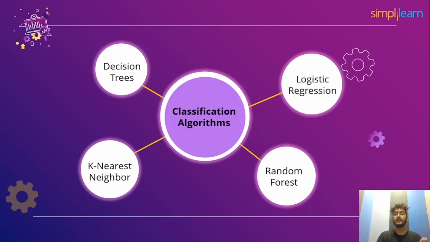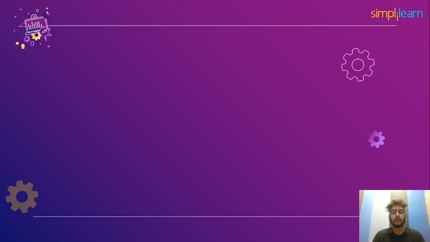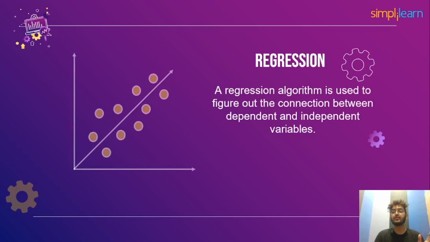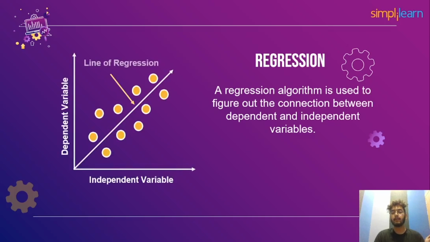The next one we have is regression. A regression algorithm is used to find out the connection between dependent and independent variables. Dependent variables are nothing but a variable that we are trying to predict or forecast, and independent variables are the factors that influence the analysis. It is usually used to make projections.